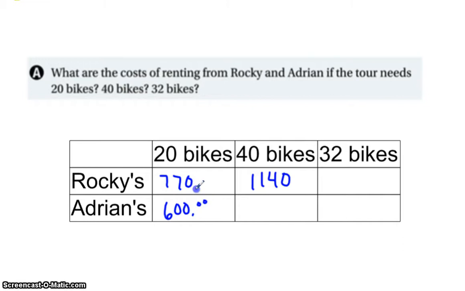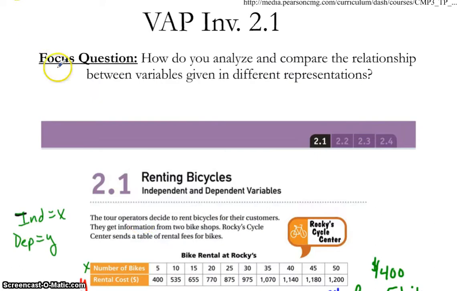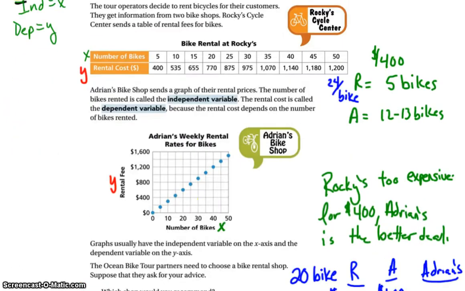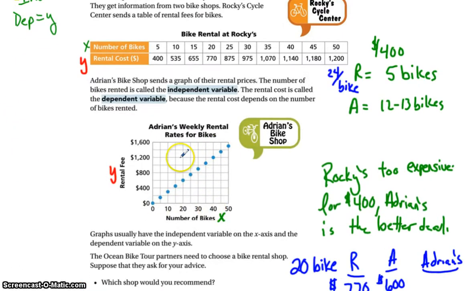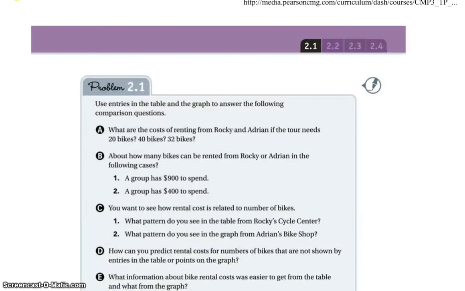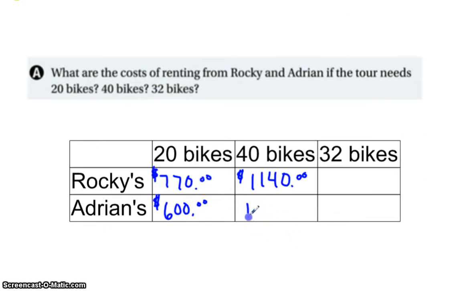Go ahead and put in our dollars and cents for all of these. A dollar sign. Get it proper. Okay. And then do the same thing for 40 bikes. And 40 bikes for Adrian comes up here and is $1,200.